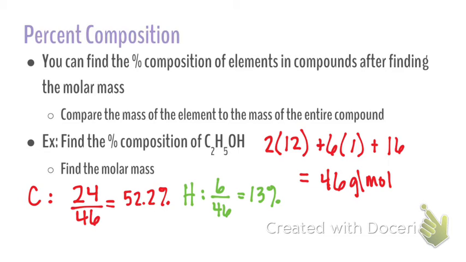And then my last element is oxygen. That part is just 16 out of 46. And I get 34.8%. And so how do I check my work here with percent composition? Add them all together, see if it makes 100. Very good. My percentages should all add up to 100 or very, very close to it.